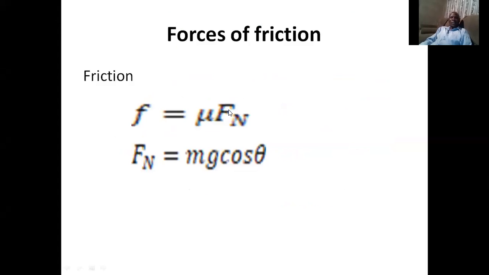So, what is friction? Friction is the opposing force or the resistance force that tries to impede the movement of the object. Normally, friction is directly proportional to the normal force, meaning that as the normal force increases, the friction force also increases. And therefore, friction is equal to mu, where mu is the coefficient of friction, multiplied by the normal force.